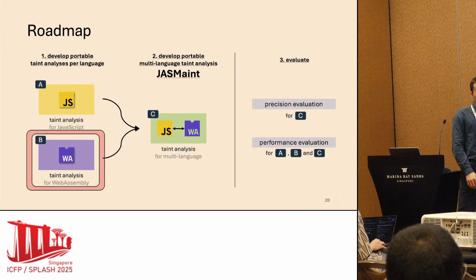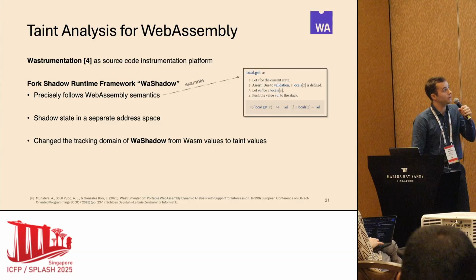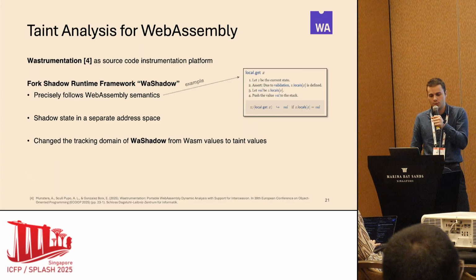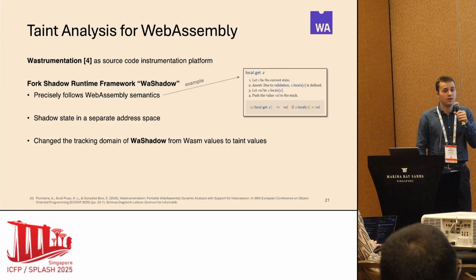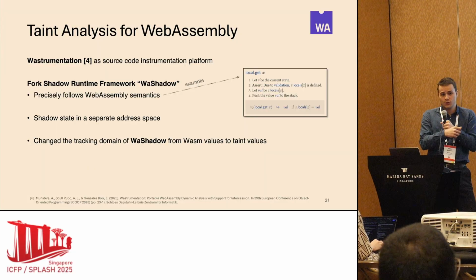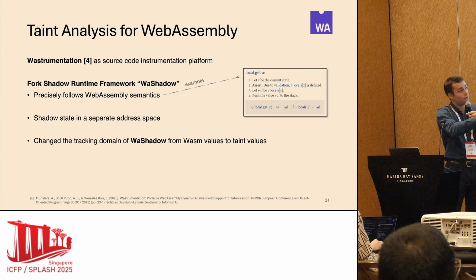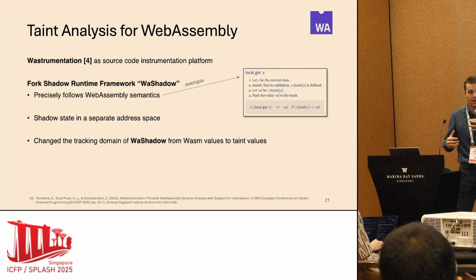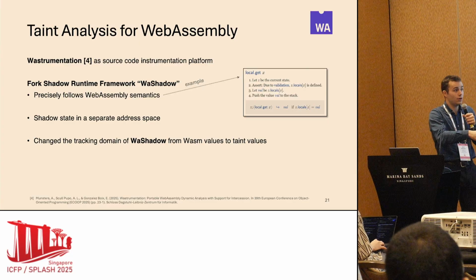In terms of our WebAssembly implementation, we also used an instrumentation framework, which is called WASinstrumentation, as our source code instrumentation platform. So that rewrites a WebAssembly program into an instrumented WebAssembly program with the taint analysis. And we forked a shadow runtime framework, which we call WAShadow. And WAShadow itself precisely follows the WebAssembly semantics to trace shadow values of a WebAssembly runtime. So the analysis sort of mimics the runtime semantics. And we changed the tracking domain of WAShadow from WebAssembly values to now taint values.